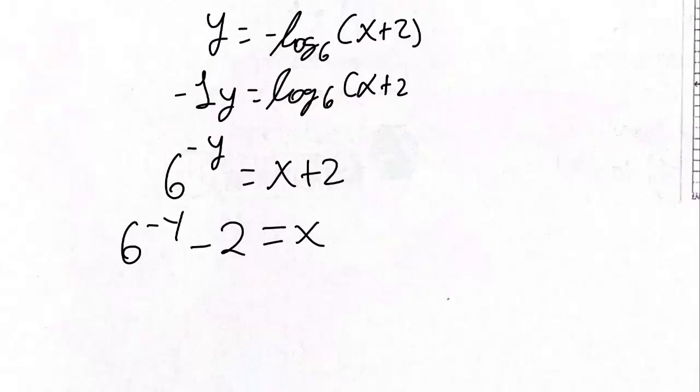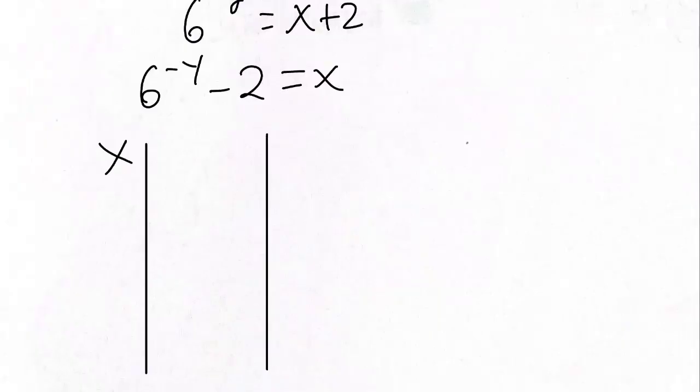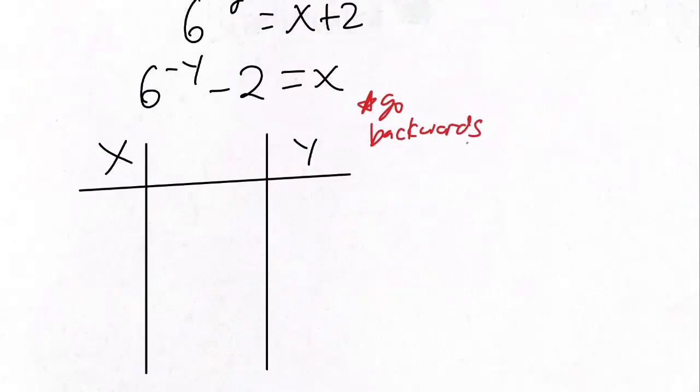Now you have to create a table. X, and then you have y. So when you do these problems, you're going to have to go backwards. Usually you always plug in x to solve for y. Now you're going backwards. You're going to plug in y to solve for x. So backwards. In this case, the easiest coordinate to always plug in is 0 for y.